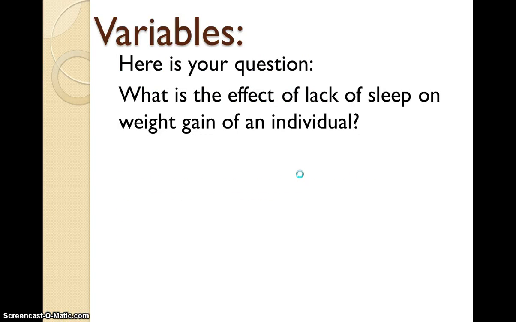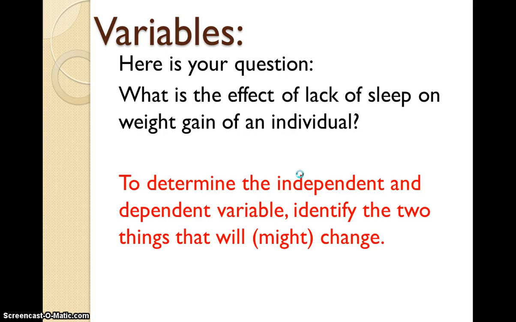First thing you should do, to determine the independent and dependent variable, the first thing you want to do is identify the two things in your question that might change. So if we read through our question, there's going to be two factors here that can change. What is the effect of lack of sleep? Well, that could change because depending on how much sleep you get or how much sleep you don't get. On weight gain, well, here's another factor. So there's two factors here that might change. Lack of sleep and weight gain.